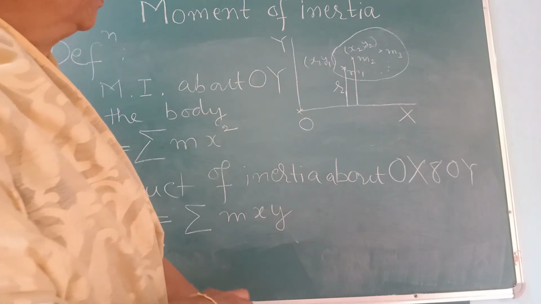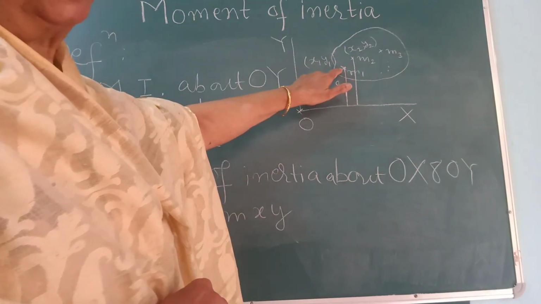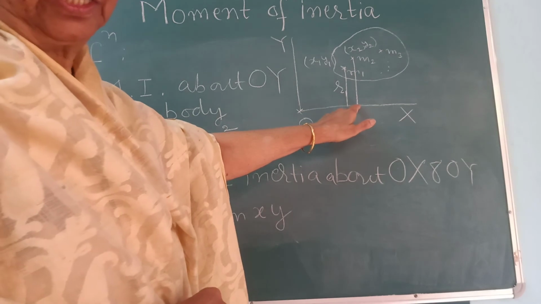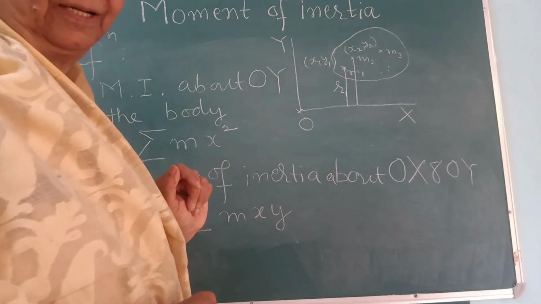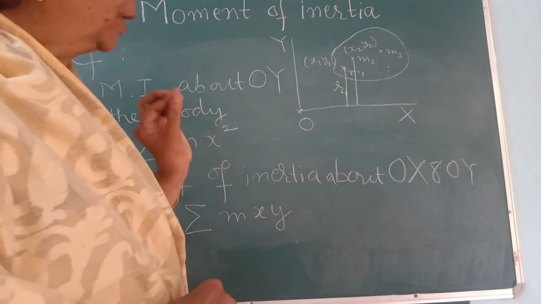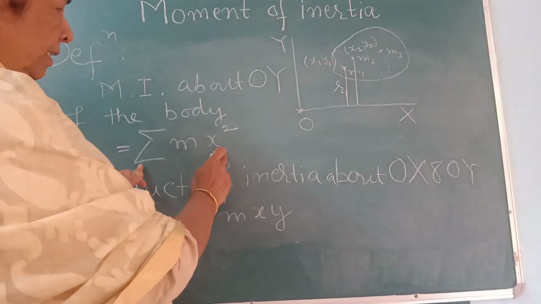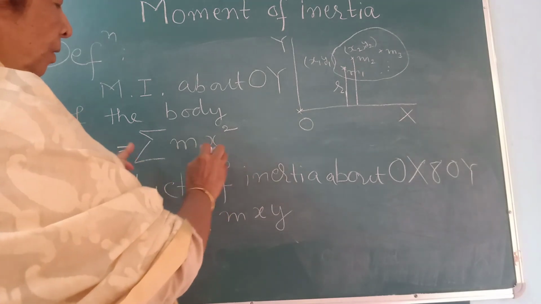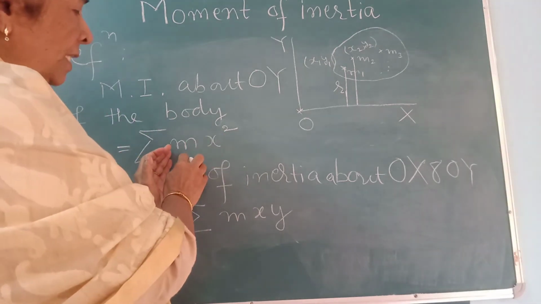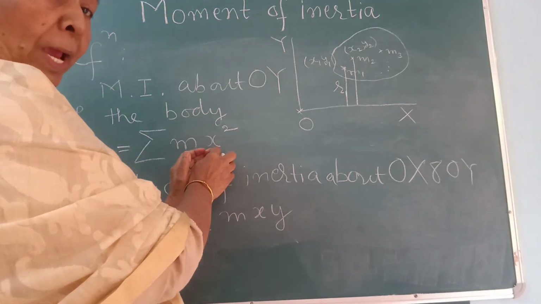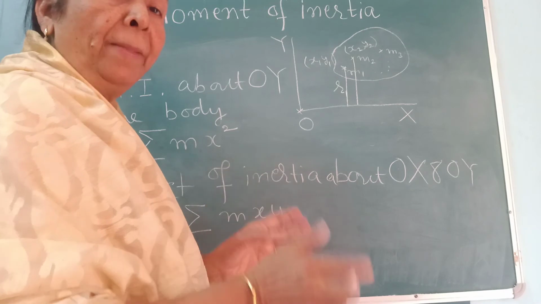Now mind one thing, that this body consists of a number of mass particles, and for each mass particle the distance is different. So you cannot take the distance outside the summation. Is this point clear? You cannot take the distance out of the summation convention. For example, here you can't say this is equal to capital M into x square. No. This is the summation of mass into perpendicular distance square for each and every particle which is forming a given body.